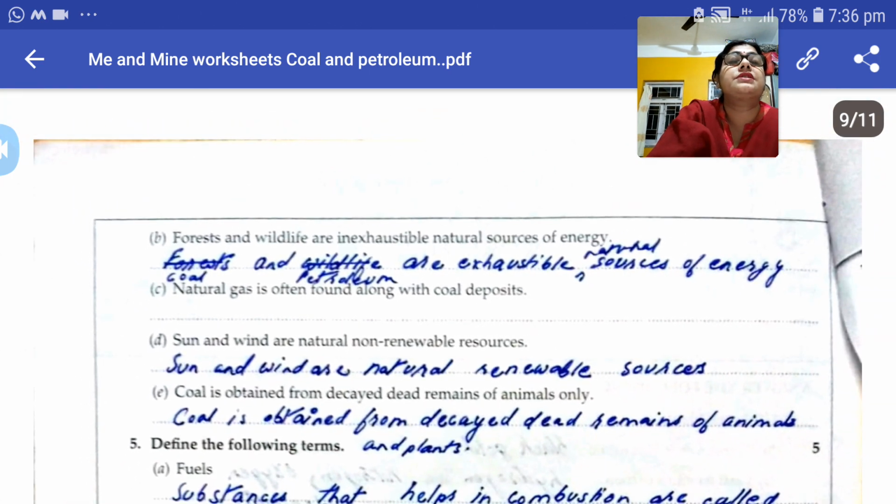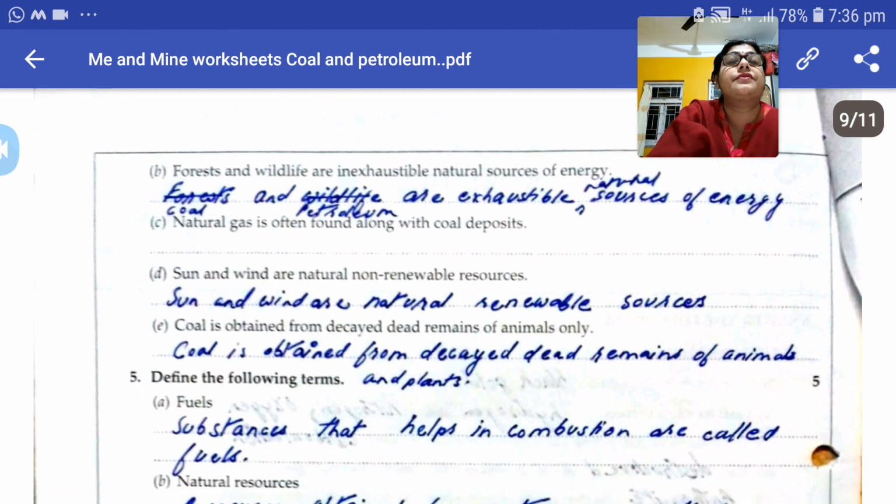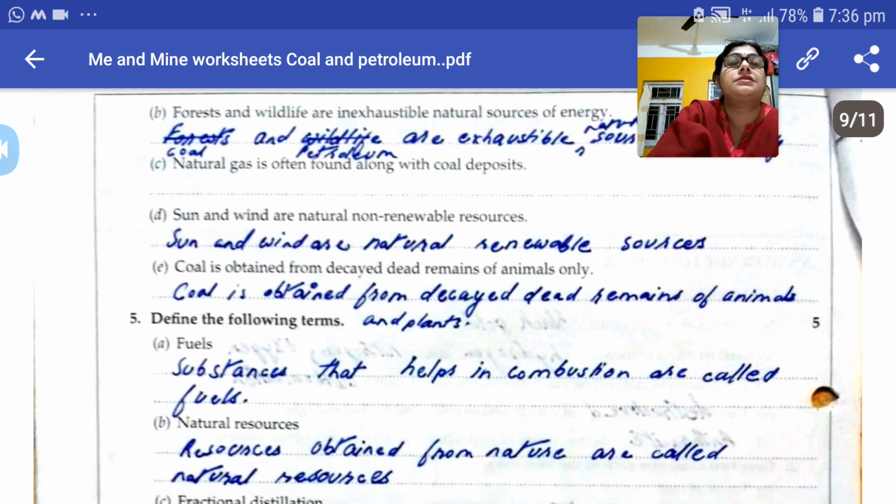Forest and wild resources are inexhaustible sources of energy. Okay. Forest and wildlife are inexhaustible natural sources of energy. So actually we should correct it. So we should write coal and petroleum are exhaustible natural sources of energy. Sun and wind are natural non-renewable resources. Sun and wind are actually renewable resources. Coal is obtained from decayed dead remains of animals only. Coal is obtained from dead remains of animals and plants.